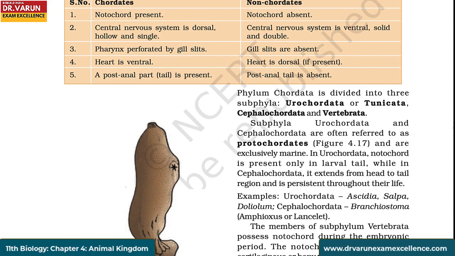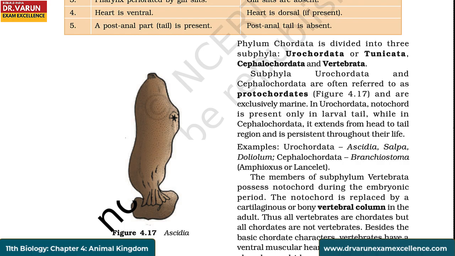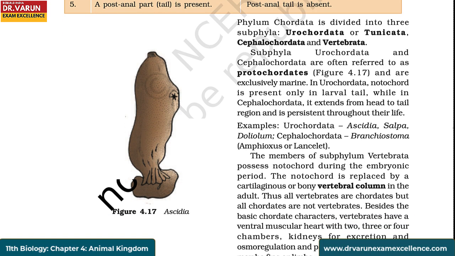Post-anal tail is absent in non-chordates. Phylum Chordata is divided into three subphyla: Urochordata or Tunicata, Cephalochordata, and Vertebrata. Subphyla Urochordata and Cephalochordata are often referred to as protochordates and are exclusively marine. In Urochordata, notochord is present only in larval tail, while in Cephalochordata, it extends from head to tail region and is persistent throughout their life. Examples: Urochordata: Ascidia, Salpa, Doliolum; Cephalochordata: Branchiostoma, which is also called Amphioxus or lancelet.